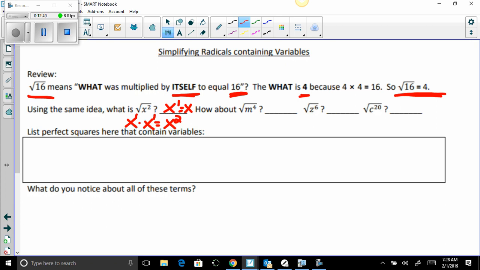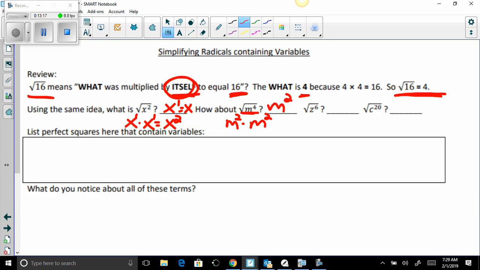What about the square root of m to the 4? What variable with an exponent times itself would give you the 4? Remember, when you're multiplying like bases, you keep the base and you add the exponent. So what would the exponent have to be to give me a 4 there? It would have to be a 2 and a 2. Remember, some people would try to tell me 3 and 1. Yes, that adds to 4, but you want that variable times itself to give you what's under the radical.